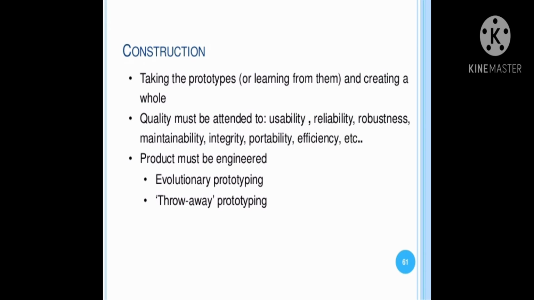Construction. Taking the prototypes, or learning from them, and creating a whole. Quality must be attended to: usability, reliability, robustness, maintainability, integrity, portability, efficiency, and so on. The product must be engineered, using evolutionary prototyping and throwaway prototyping.